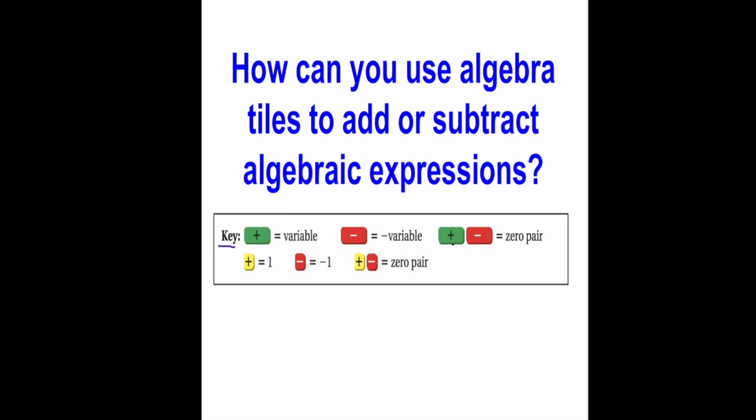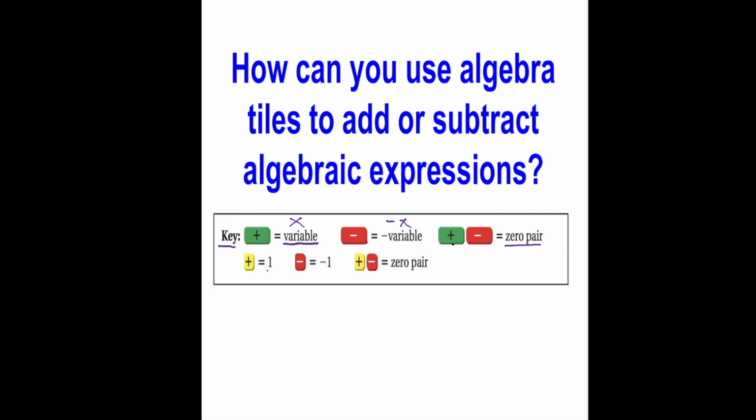So let's look at the key. If you have a long green tile with a positive symbol, that's a variable, for example positive x. And if you have a long red tile with a negative symbol, that's a negative variable, which is negative x. If you put a green and a red variable tile together, that will make a 0, and we call that a 0 pair.